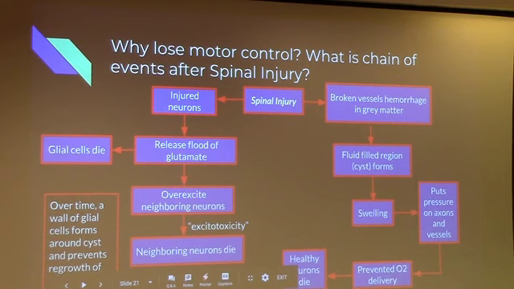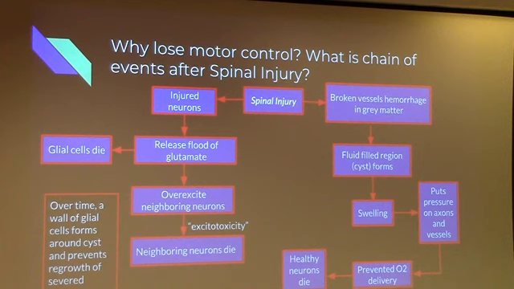So you want to know what happens as a result of the injured neurons as well as what happens to the healthy neurons, which in effect become injured. Over time, a wall of glial cells forms around the cyst and prevents regrowth of the severed axons. That's going back to your question of whether or not they regenerate. That's why I'm leaning on the side of saying they don't, because a wall of glial cells prevents that regeneration from taking place.